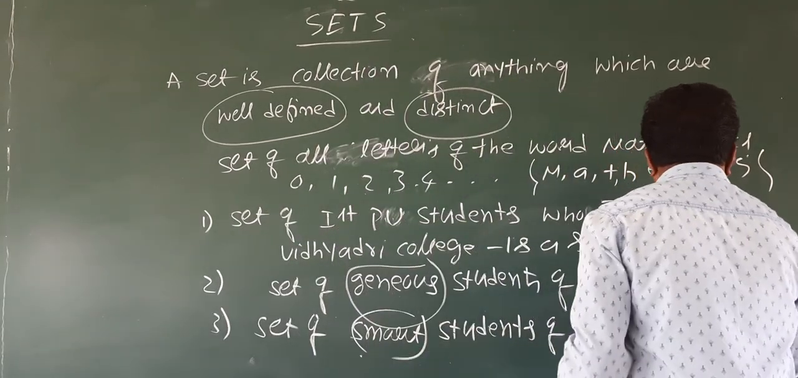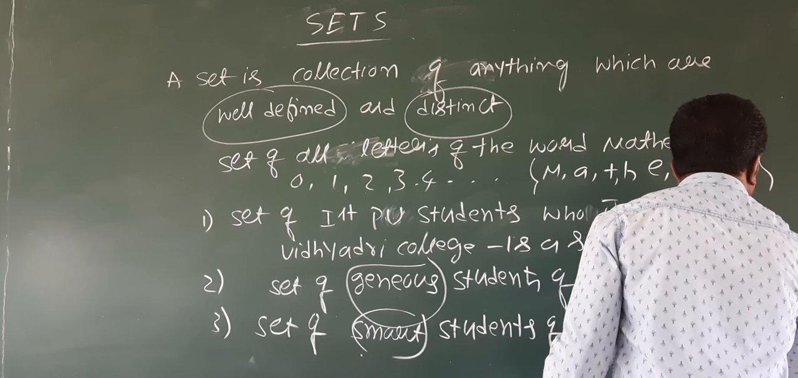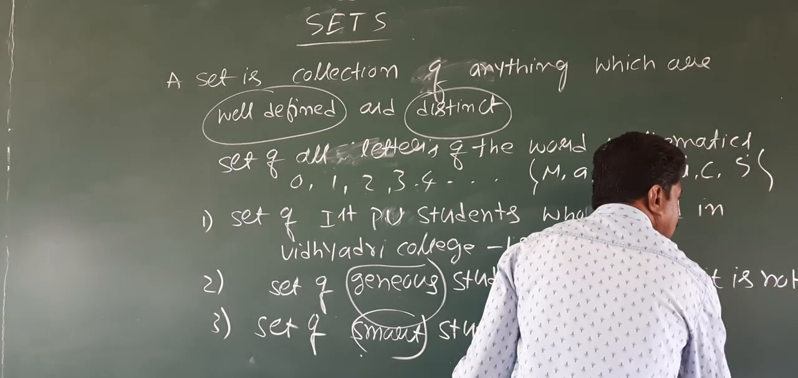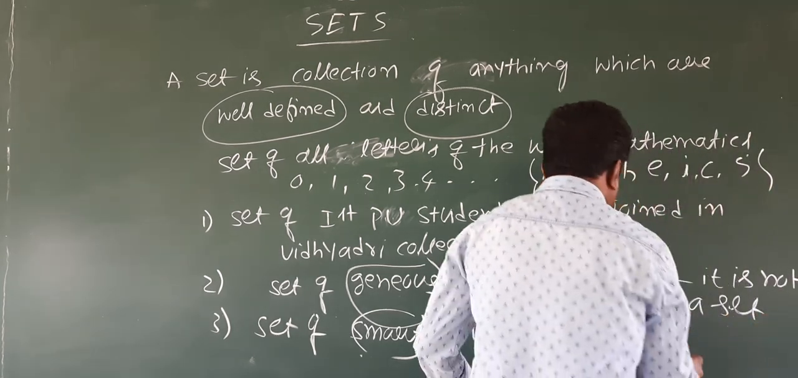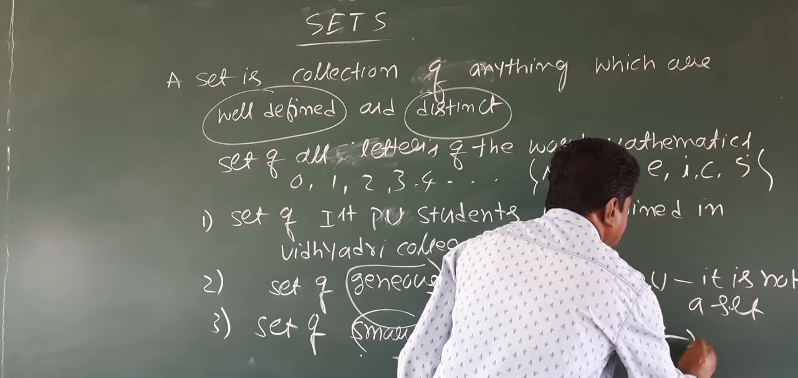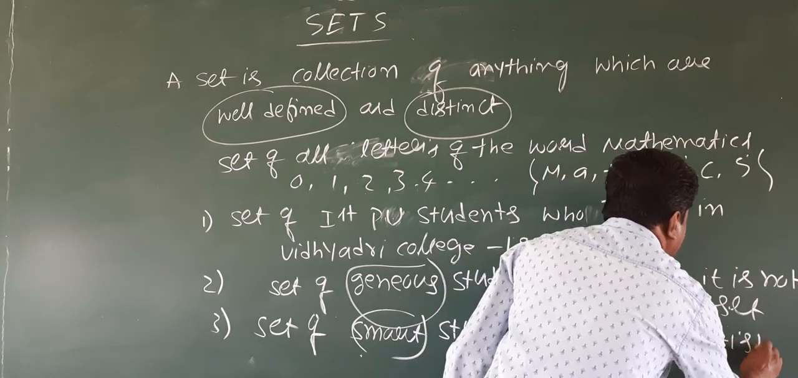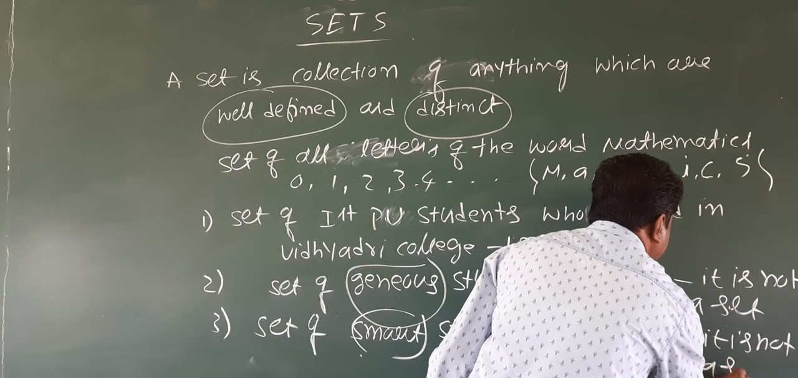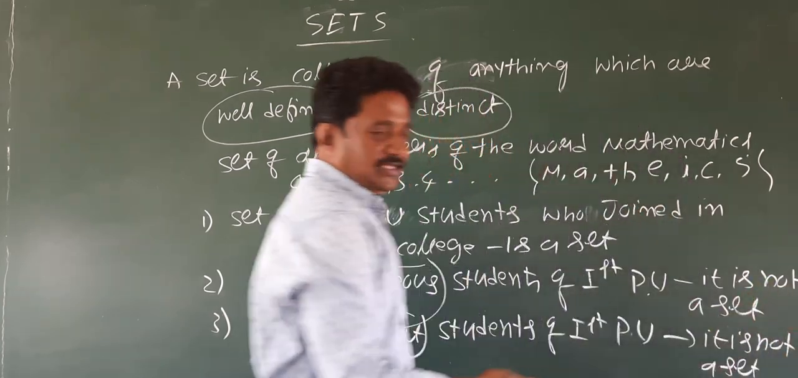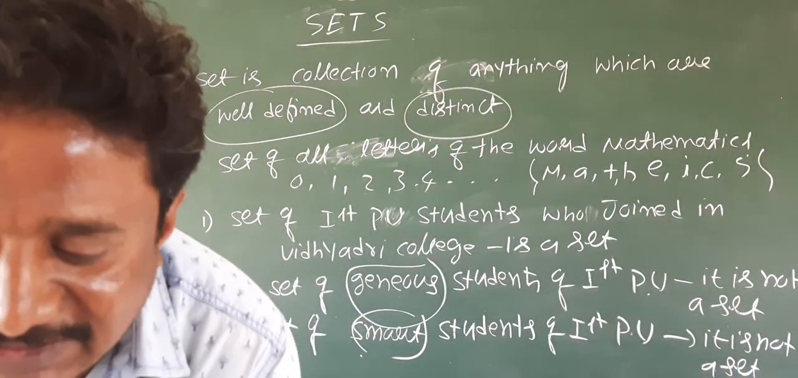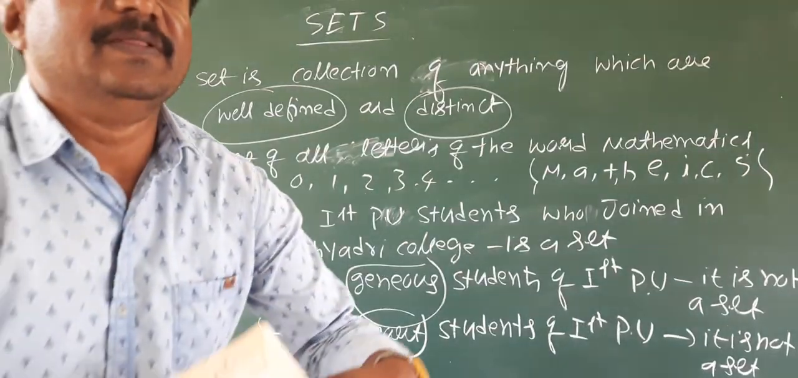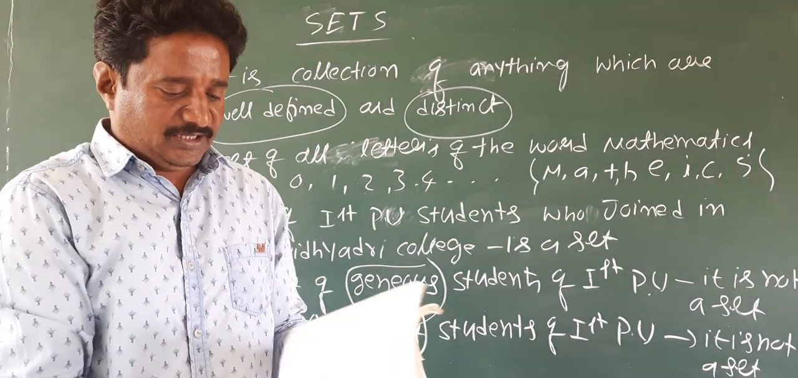Second one, it is not a set. This one is not a set. It is not a set. Let us go for solving some simple questions on this, students.